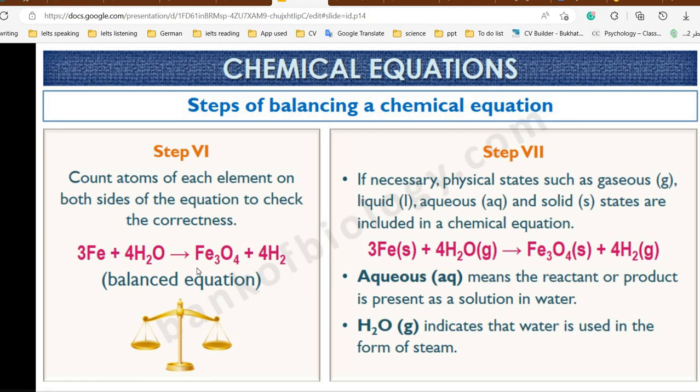It's 3 here and 3 here. Here it's 8 and here it's 8 also. Here it's 4, and here it's 4.